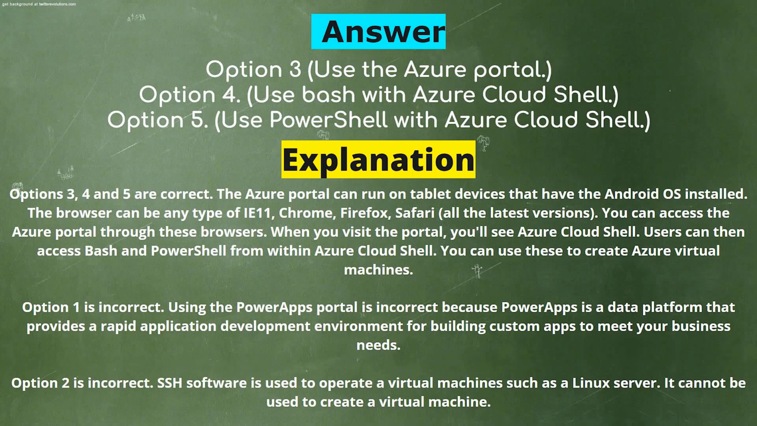You can use this to create Azure virtual machines. Option 1 is incorrect. Using the Power Apps portal is incorrect because Power Apps is a data platform that provides a rapid application development environment for building custom apps to meet your business needs. Option 2 is incorrect. SSH software is used to operate virtual machines, such as a Linux server. It cannot be used to create a virtual machine.